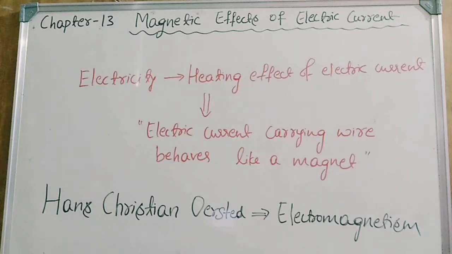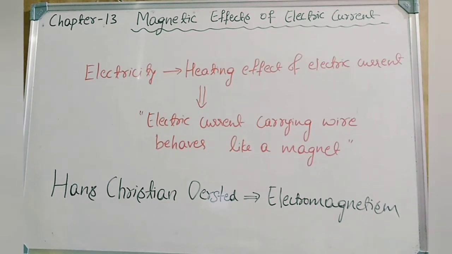Students, today we are starting a new chapter, chapter 13 from the part 1 book, Magnetic Effects of Electric Current. In the previous chapter, electricity, we gave importance to both the theory part as well as numerical problems. In this chapter, we are giving importance only to the theory part, so there are very few or no numerical problems in this chapter.